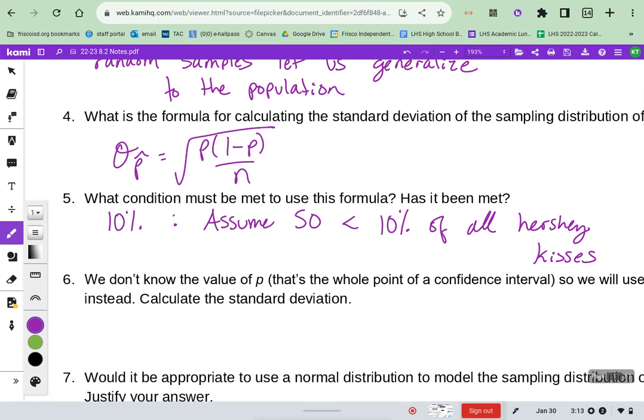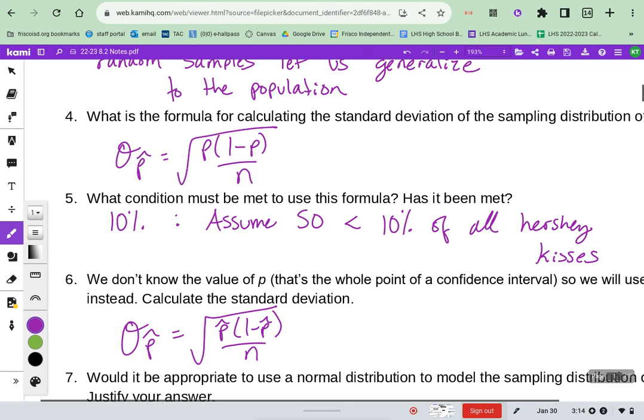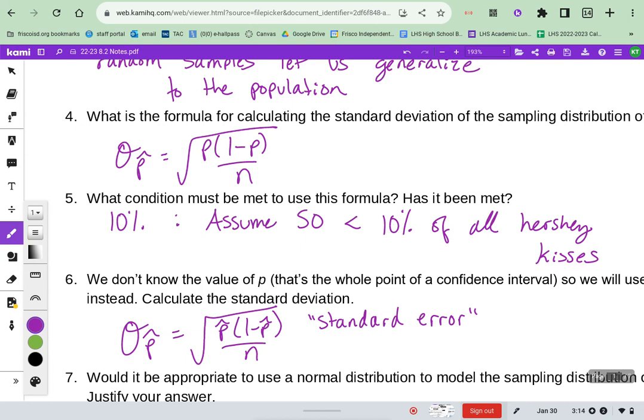But on number 6, we don't actually have the value of p to use that formula. So instead, we're going to use p hat. So your new formula would be big square root of p hat times 1 minus p hat all over n. If we had true p, of course we'd rather use true p. But in this case, we don't have true p. We only have our estimate. So we're going to use p hat. And when we use p hat instead of p, this is usually referred to as standard error. So in case you ever see that, that's why there's the change, because we're essentially estimating p.